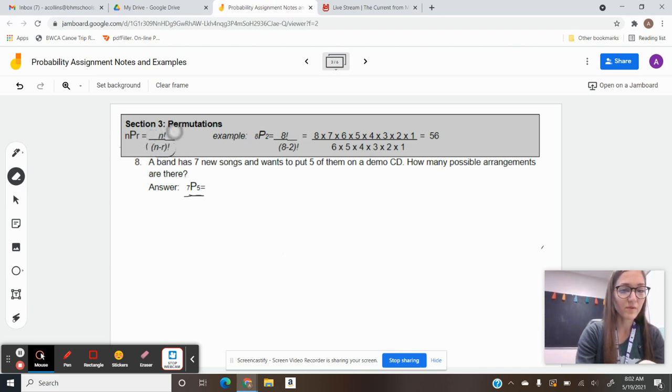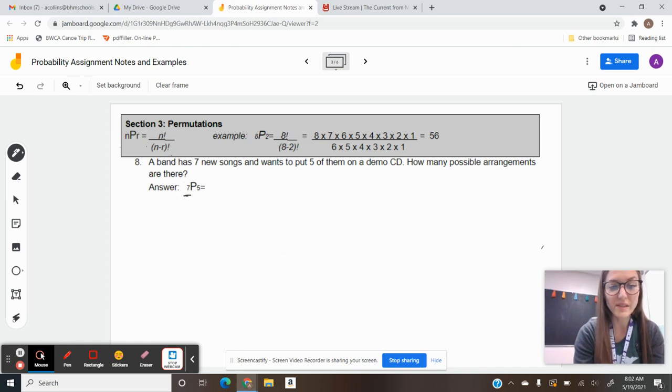So the notation right down here is going to make this formula a lot easier. The n stands for the total number of possibilities or choices, in this case 7. They have 7 songs to choose from. And then 5 would be the r, or the constraint. So they have 7 to choose from, but they can only choose 5 to put on that demo CD.